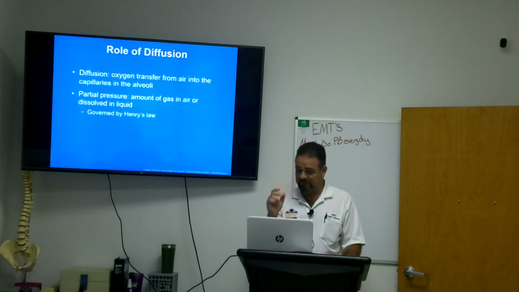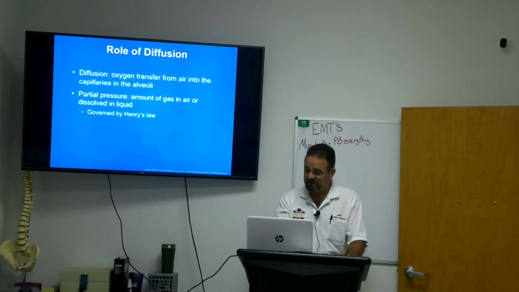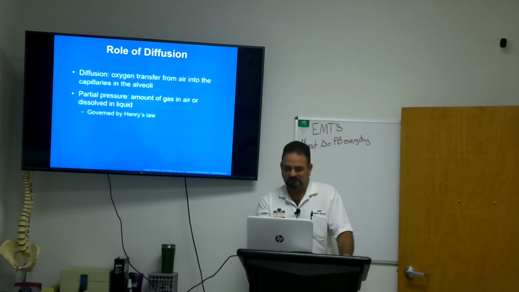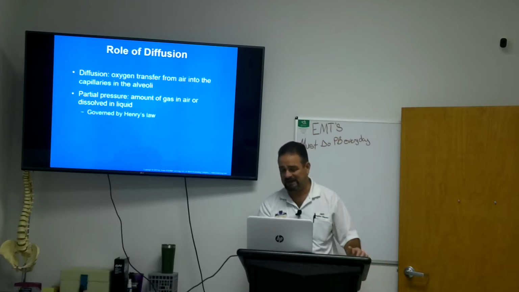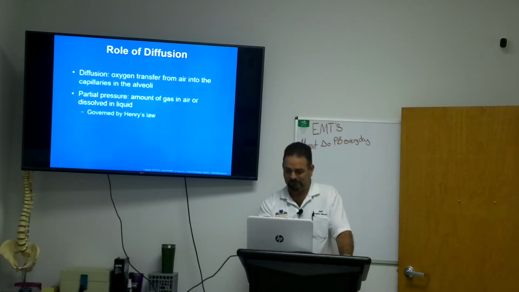Alright, so the role of diffusion. Oxygen transfer from air into the capillaries in the alveoli involves diffusion. Several concepts are very useful in understanding the process. It is partial pressure that facilitates this. Partial pressure is the amount of gas in air or dissolved in liquid, such as the blood.